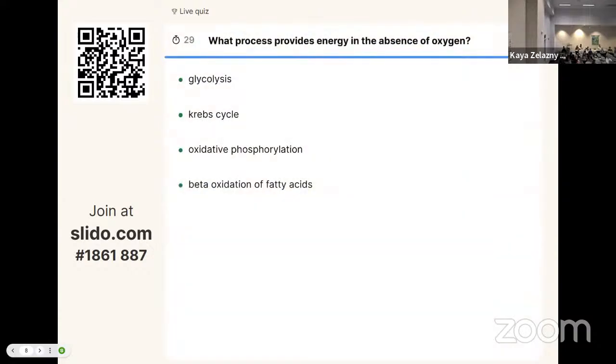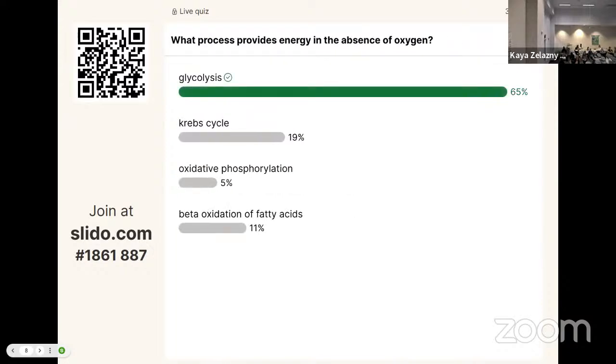Cool. So which of our energy generation processes can we do without oxygen? Presence and absence of oxygen is going to be important for us. Yeah, so the answer is glycolysis. Glycolysis is the first step of breaking down glucose. It's the one that's happening out in our cytosol, in our cytoplasm. So all we need are enzymes in order to do glycolysis. We don't need mitochondria. It's not happening inside a mitochondrion.